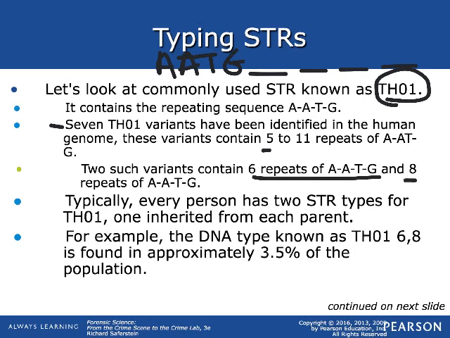Now, usually what happens is each person, because we're getting a chromosome from our mom and a chromosome from our dad, we have 2 STR types for this TH01. So we get one from each parent. So my dad might have 6 and my mom might have 8. Okay, so they're saying the DNA type known as TH01 6-8 is found in approximately 3.5% of the population. Okay, so I would be that 3.5%, because I got a 6 from my mom and an 8 from my dad.